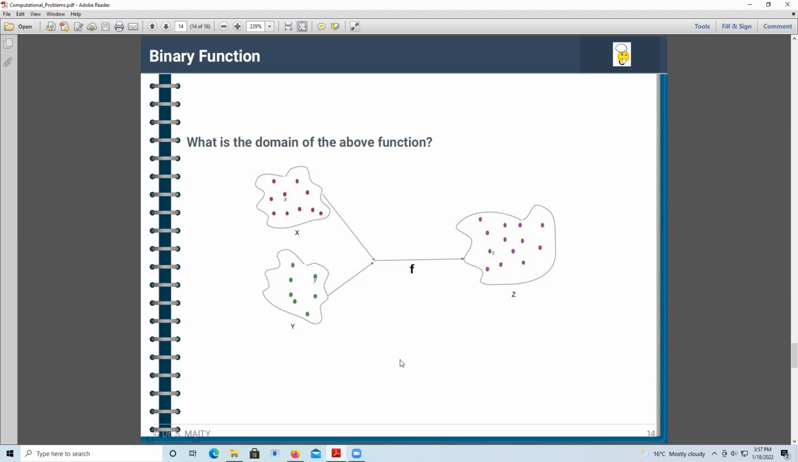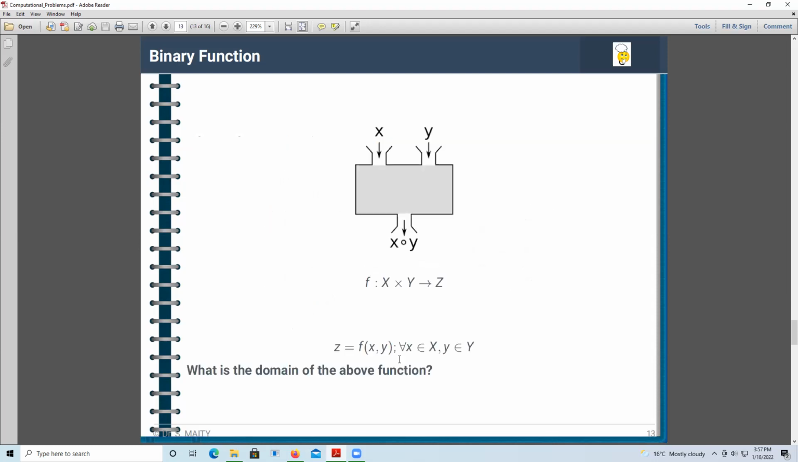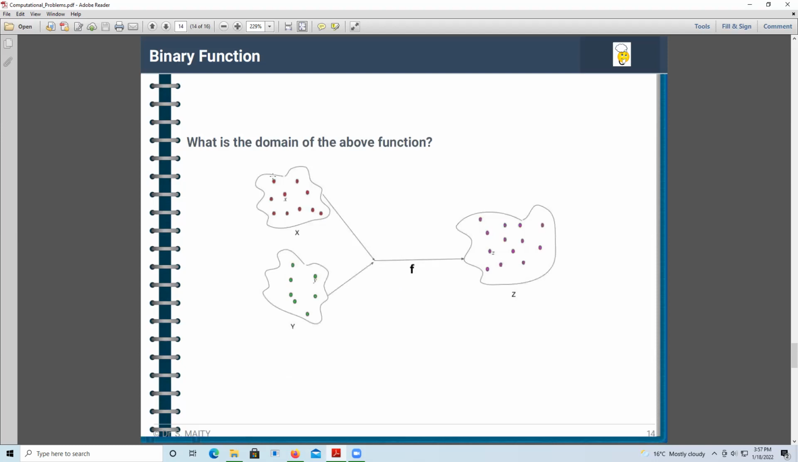And the second input should always be from Y, because it is an ordered pair. You cannot place a green ball first and a red ball in the second place, because if you want to use that, the notation will be Y cross X. Since it is X cross Y, the first input is always from X, the second input is always from Y. So if you take one red ball from X, then you have 7 options from Y. So in this way, 10 red balls, 10 into 7, 70 possible inputs are there.